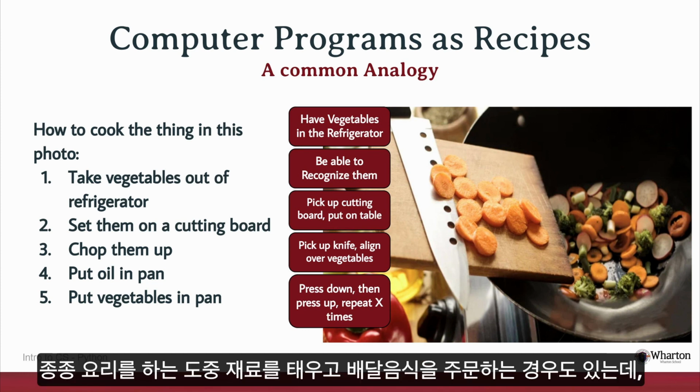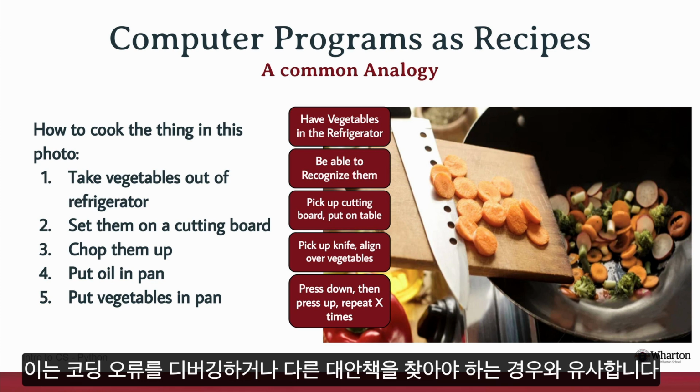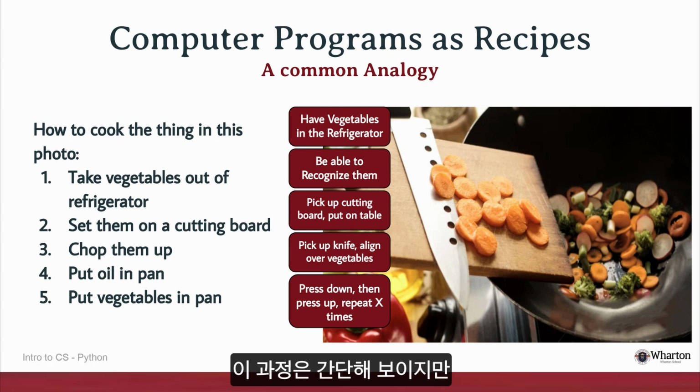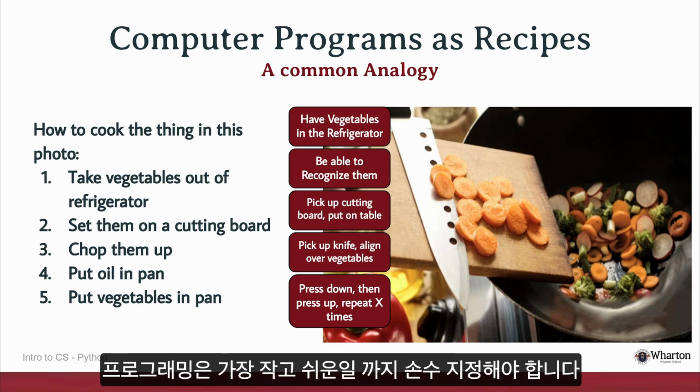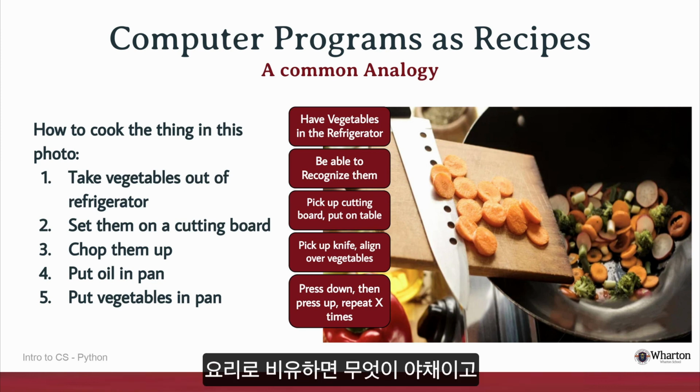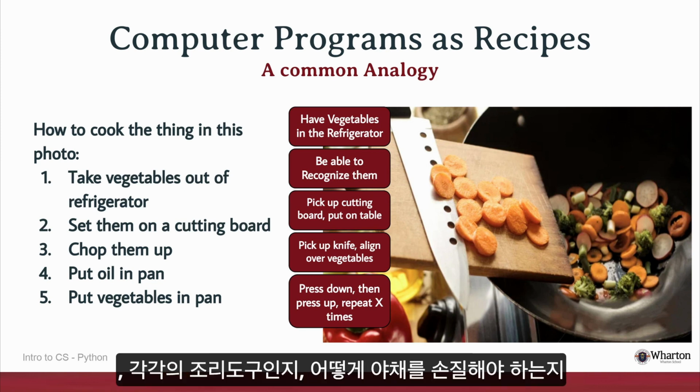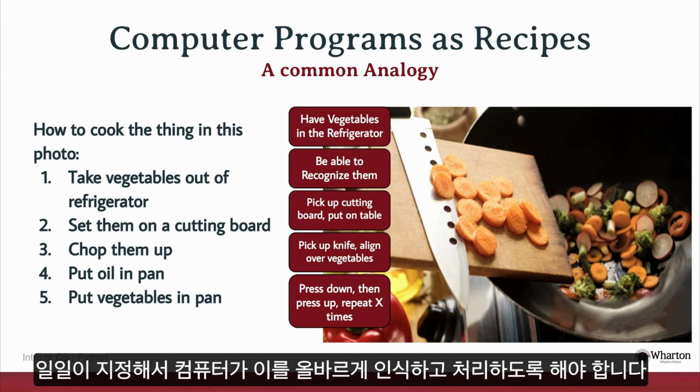Accidentally burn them, order takeout. Sometimes our code doesn't work as intended, and we need to debug or find alternative solutions. This sequence sounds straightforward, yet programming requires specifying even the smallest steps. A computer needs every detail, from identifying what qualifies as a vegetable to the action of chopping, ensuring the computer recognizes and processes them correctly.